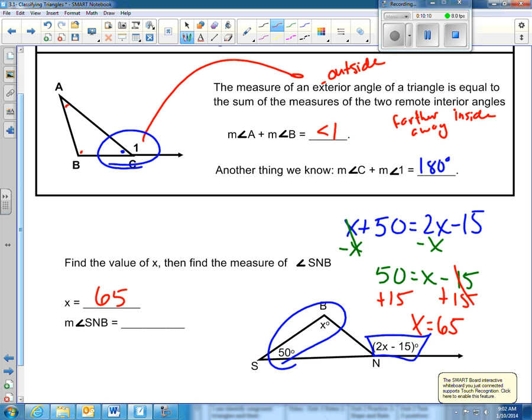Now, you have to find a measure of angle SNB. SNB is this one here. And I want you guys to find the measure of angle SNB for me.